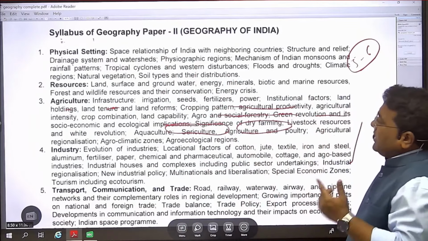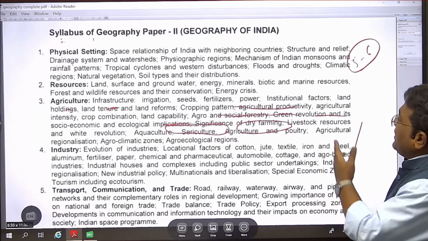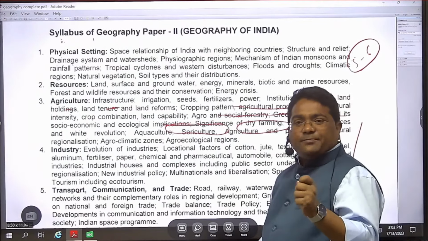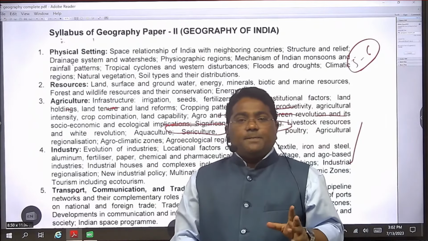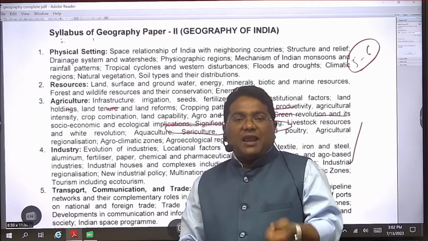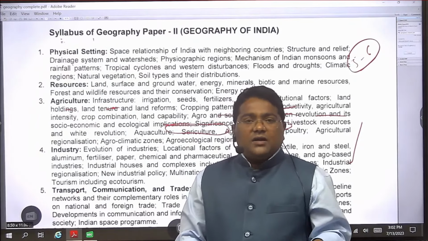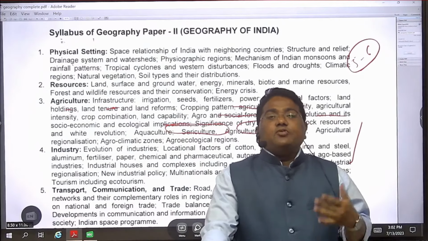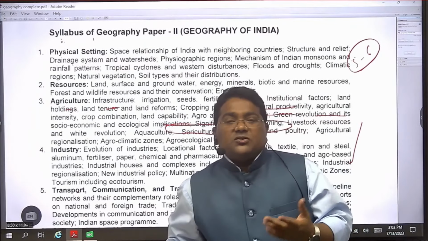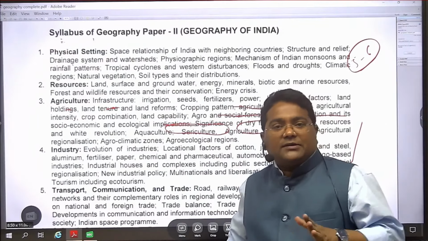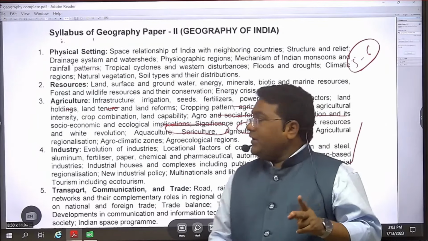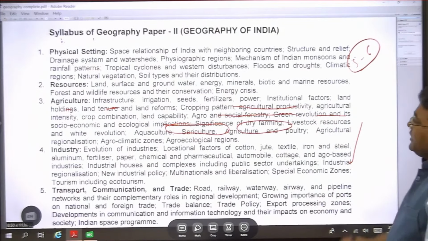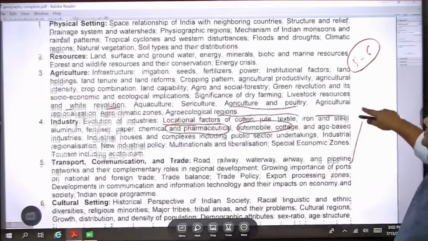And resource, land, surface, groundwater, minerals, biotic, abiotic. So tell me, what is a biotic and abiotic factor? Biotic means which has life, a living organism. Abiotic means they do not have life. For example, temperature, wind, soil, they are abiotic factors. Try to understand the basic point, right? Then forest, wildlife, resource and their conservation, energy crisis and all.